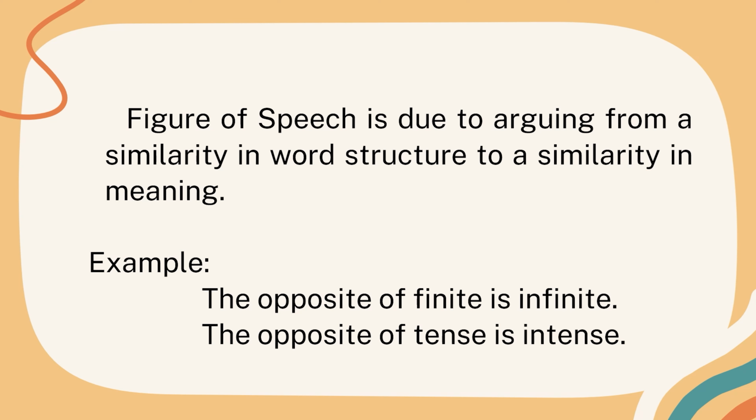The fallacy of figure of speech occurs when an argument relies on a similarity in word structure to imply a similarity in meaning, even if the actual meanings are different. In the given example, the word structure might suggest a pattern of opposites, but the actual meanings of finite and infinite, and tense and intense, are not necessarily opposites in the way the argument implies. This fallacy underscores the importance of not making assumptions based solely on linguistic similarities and highlights the need for a deeper understanding of the intended meanings.